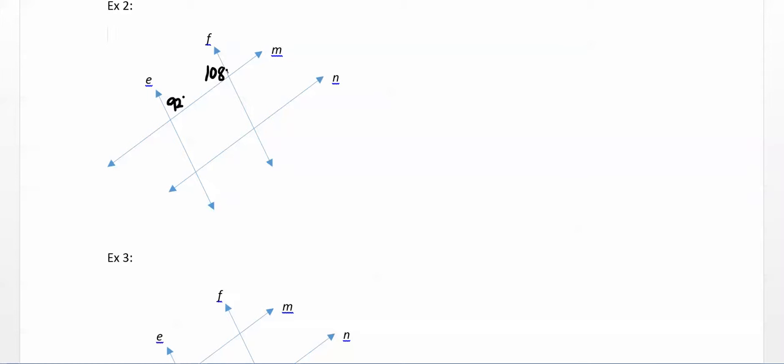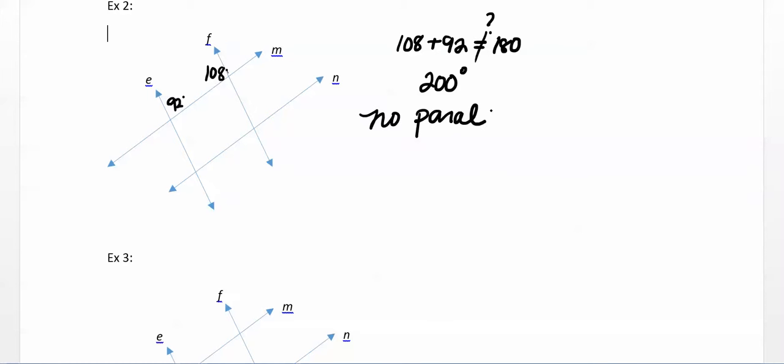Well, we have to think, what kind of angles are they? They're same side interior. So if they're supplementary, we should check to see if they're supplementary. We're checking to see, do they equal 180? No, they equal 200. So it's too much. It's not equal to 180. So we cannot say that there are any parallel lines. So no parallel lines. Even though everything looks parallel, we have to go by what the information tells us.